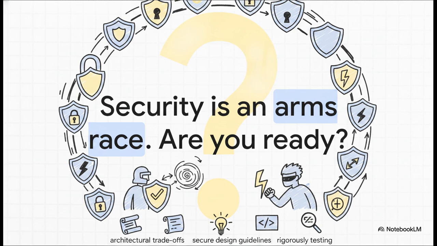So, as we wrap up this explainer on Chapter 13, I want to leave you with this thought. Building secure software is a never-ending, exhausting arms race against incredibly motivated attackers. Vulnerabilities are always going to exist for sure, but by mastering these architectural trade-offs, strictly applying those secure design guidelines, and relentlessly testing your code, you're building a rock-solid first line of defense. Study hard, apply these principles in your projects, and ask yourself, are your programs really ready for the front lines?